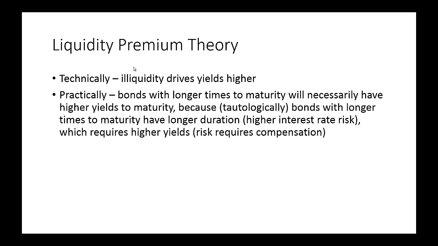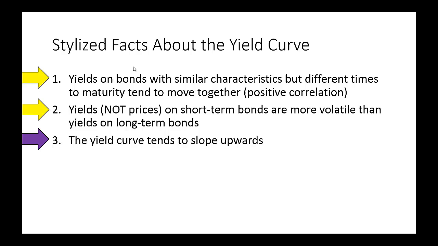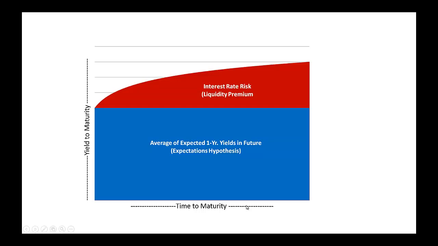So if you have a bond with a longer time to maturity, it's going to have longer duration, higher interest rate risk. Well, risk requires compensation. So if bonds with longer times to maturity have higher interest rate risk, they're going to have higher yields to maturity. This is very helpful. In essence, what we're saying is the liquidity premium theory clearly explains why the yield curve should slope upwards. It's because as you go farther out on the yield curve, these bonds out here, 20 and 30 years, have longer duration and higher interest rate risk. So because they have a higher interest rate risk, they have to have higher yields to maturity. So this graph right here is a nice way to think about the yield curve. Much of it is explained by the expectations hypothesis, but some of it is explained by the liquidity premium theory.